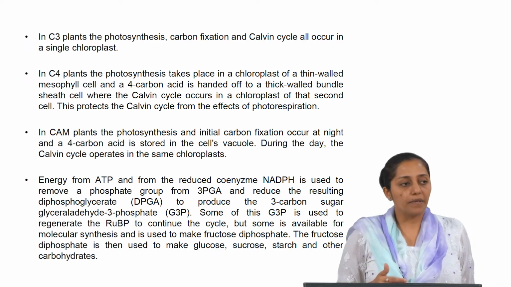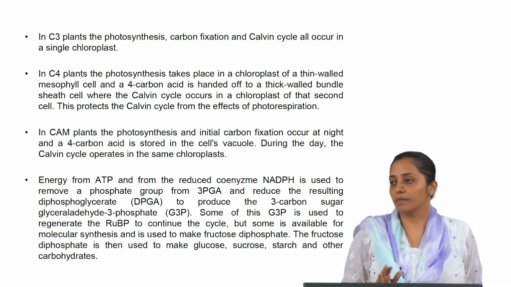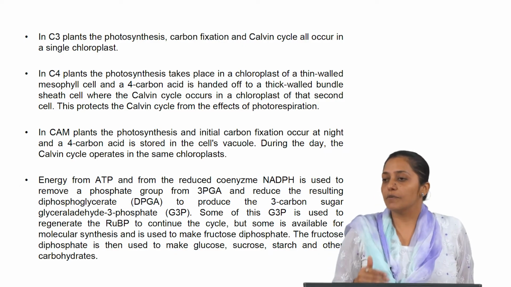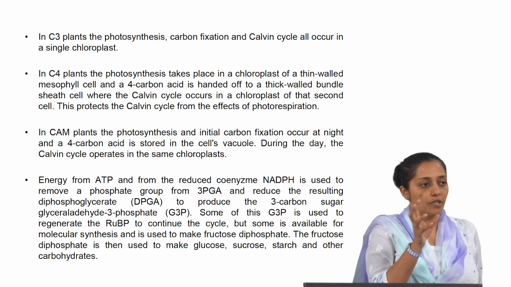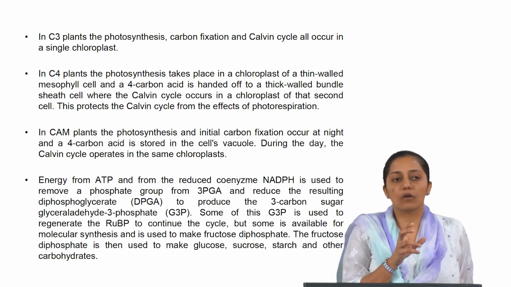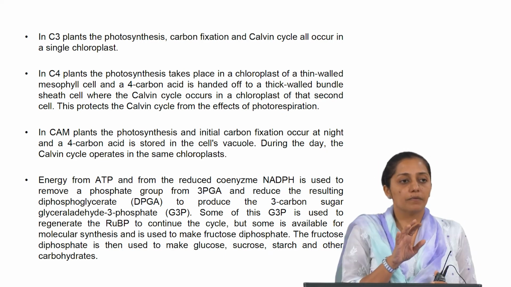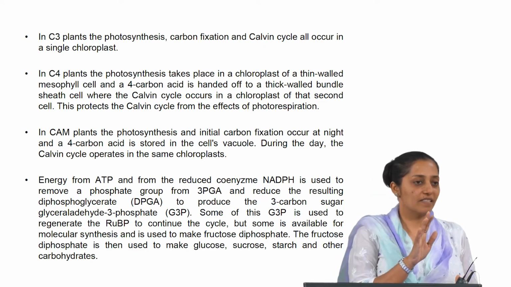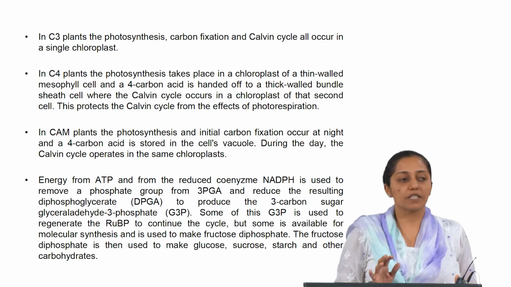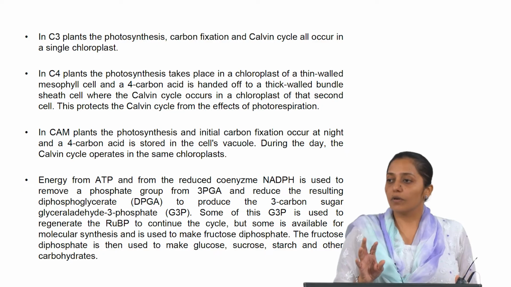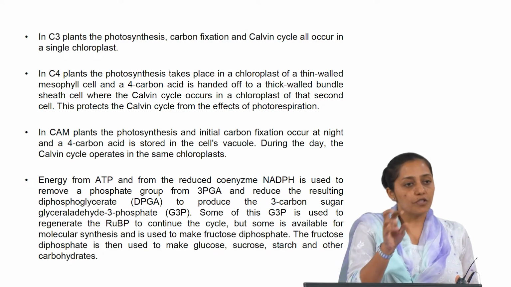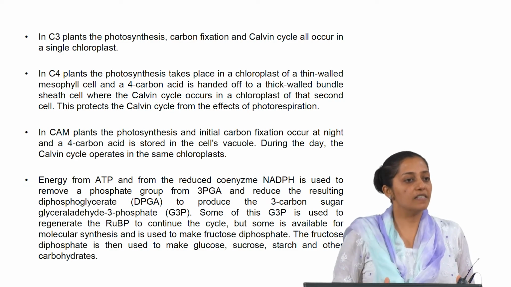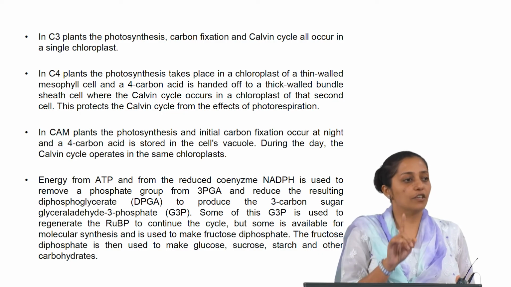So there is one adaptation which is called C4 metabolism. In C4 plants, the photosynthesis takes place in chloroplasts, and as I was mentioning, there are cells which surround the vascular bundle. These are called bundle sheath cells. Now, why is it called C4? Because the first stable compound formed is malate or aspartic acid. This 4-carbon compound is then transported to the bundle sheath cells, where it again breaks down to release CO2.